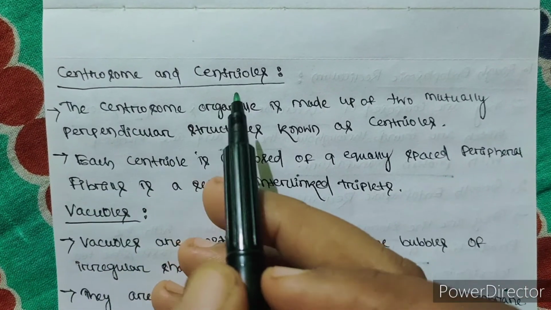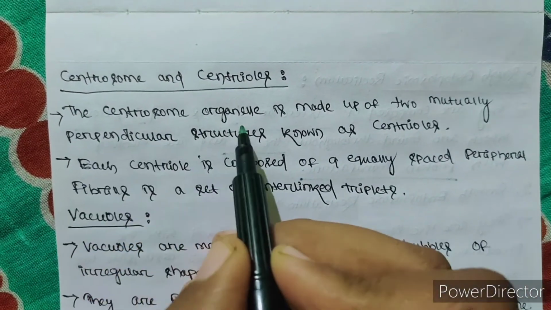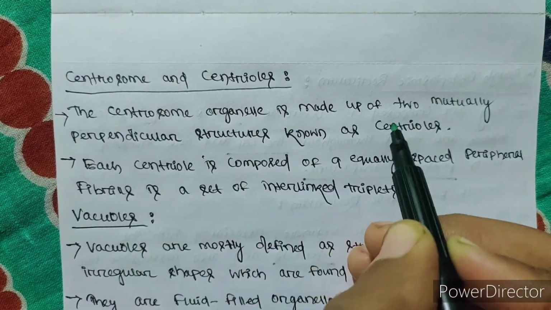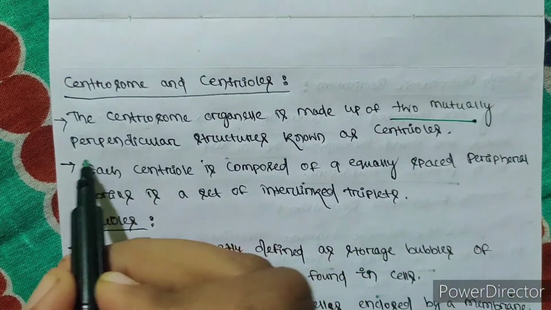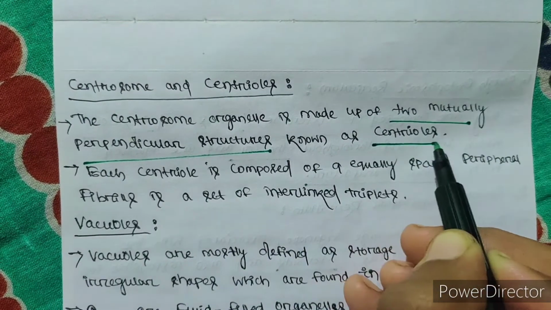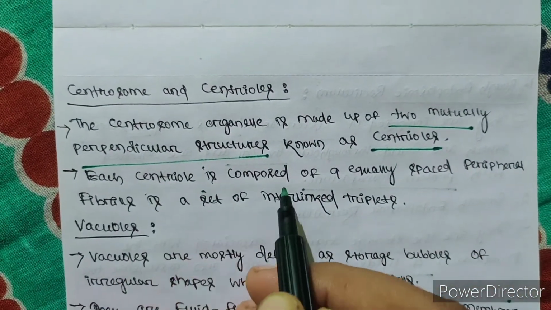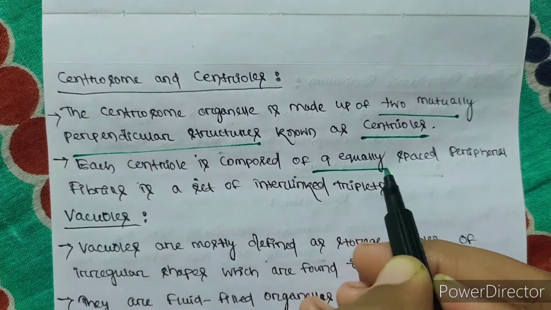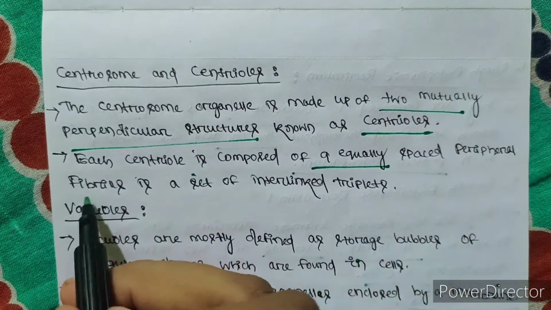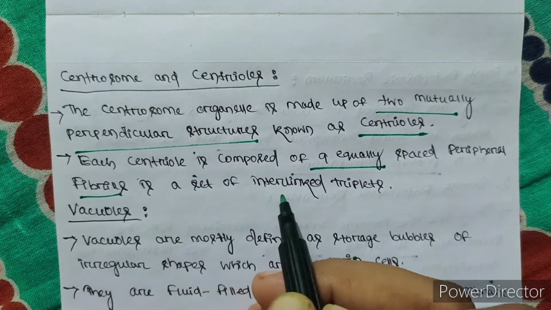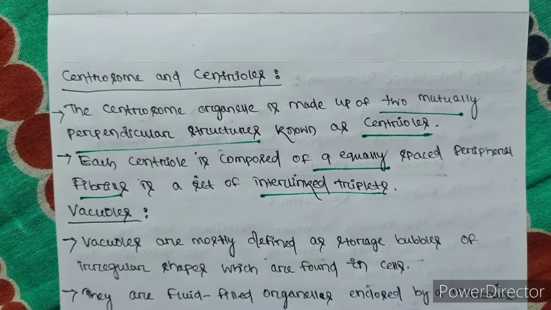Then centrosome and centrioles. The centrosome organelle is made up of two mutually perpendicular structures known as centrioles. Each centriole is composed of 9 equally spaced peripheral fibrils, a set of interlinked triplets.